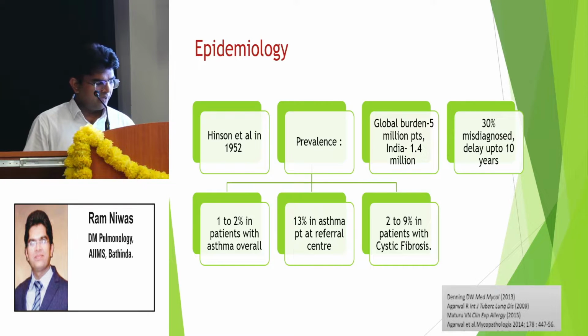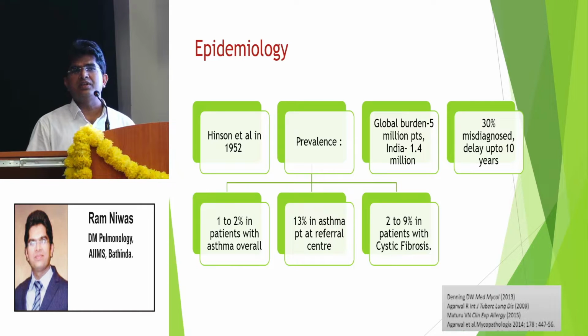So if we consider a 2% ABPA prevalence worldwide, the global burden of ABPA is around 5 million. And in India it is 1.4 million, considering the fact that in India there is a high prevalence of ABPA in asthma patients as compared to the Western counterpart.